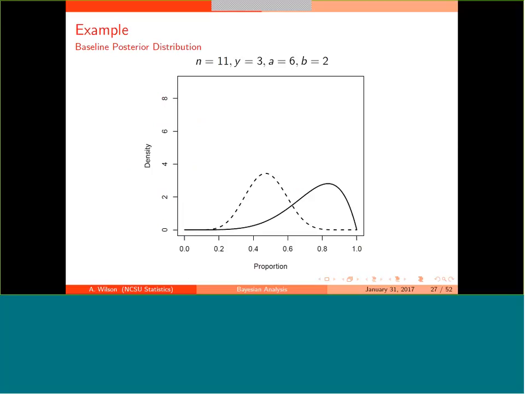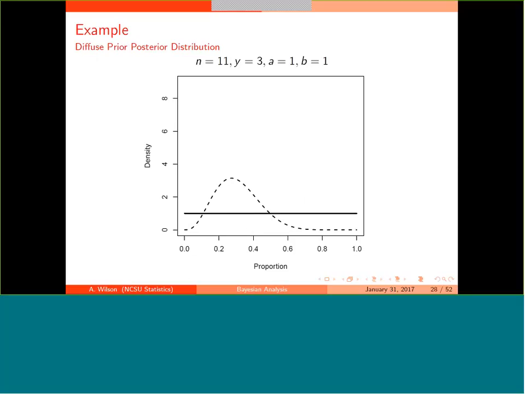What happens? If I look at my posterior distribution, it's shifted quite a bit to the left. I was pretty confident that my probability of success was high, but now I've seen 11 observations that say, well, you only have 3 out of 11 successes, so how would you adjust to that? And so you can see that it is adjusted to the left. It's not necessarily centered at my point estimate of 0.27, but it is shifted considerably in that direction.